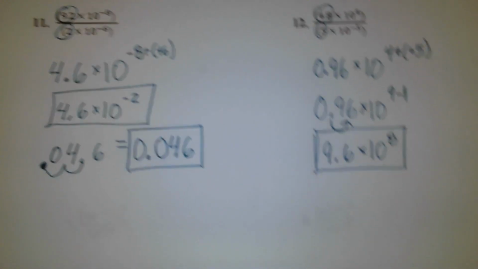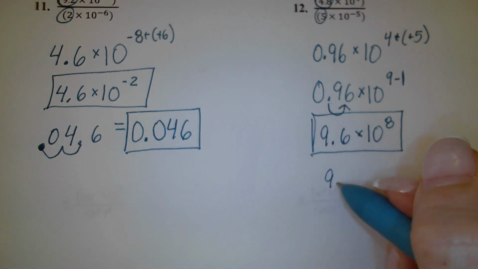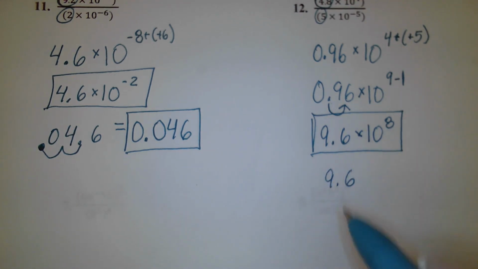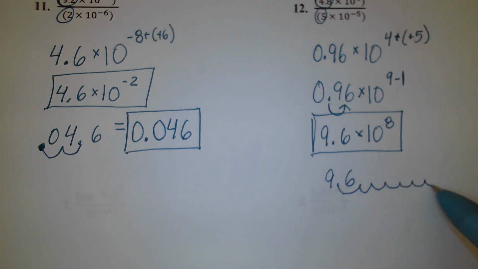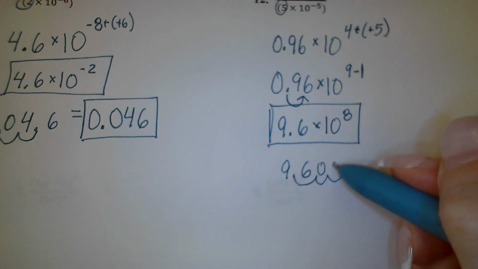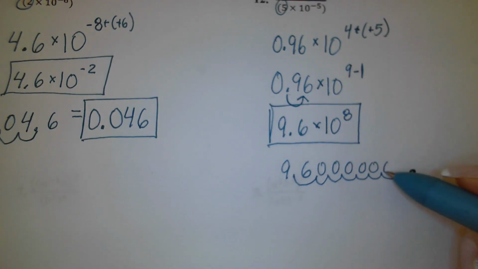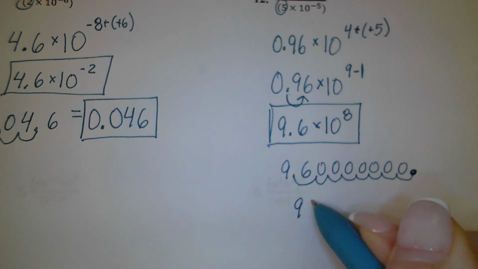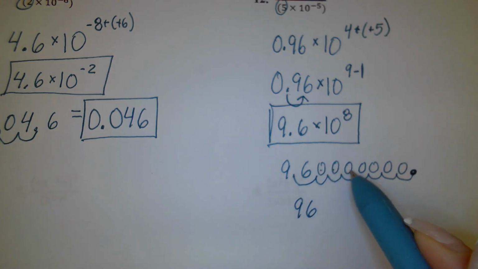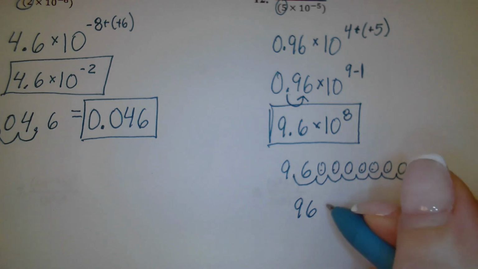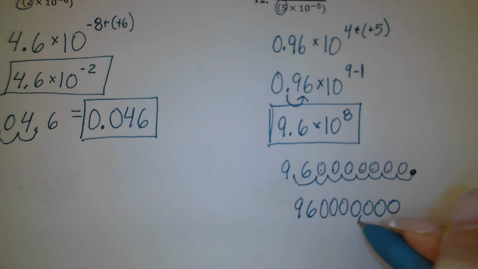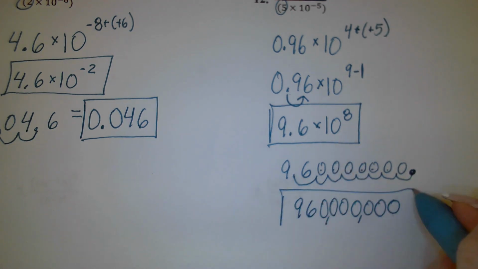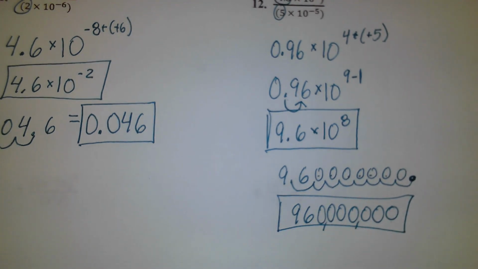Now we're in scientific notation, so we're just going to convert this to standard form. Positive exponent, I'm going to the right. 1, 2, 3, 4, 5, 6, 7, 8. Drop my decimal point there. Fill in the gaps with zeros. And then I'm going to rewrite it carefully. 9, 6, and then 7 zeros. So there is my standard form.